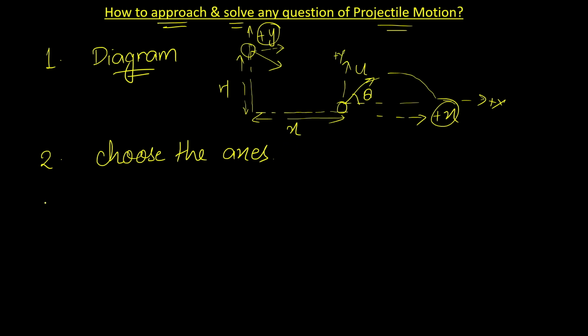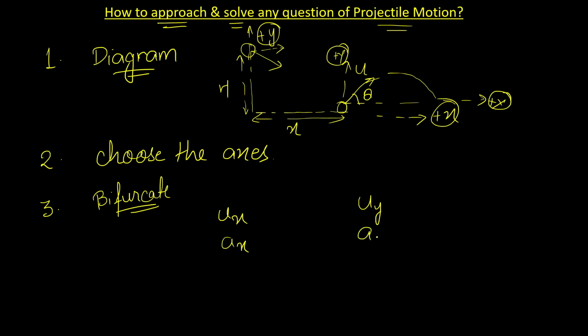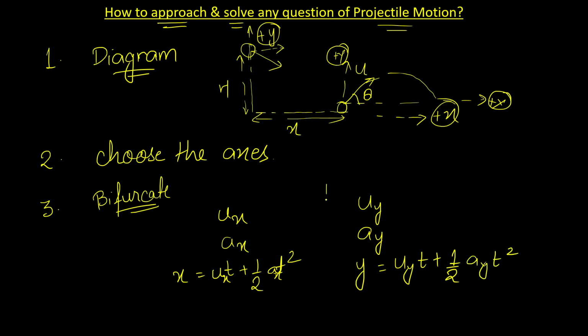The third thing is you need to bifurcate the variables. Suppose we have chosen two axes, x-axis and y-axis. So obviously there are variables concerning the x-axis and the y-axis, like the velocity in x direction or the velocity in y direction, acceleration in x direction or acceleration in y direction. Similarly, x is equal to ut plus half at square, but here the values must be of x-axis, like uxt. Similarly here y is equal to uyt plus half ayt square. So you need to bifurcate the variables of the concerned axis, like x-axis and y-axis.